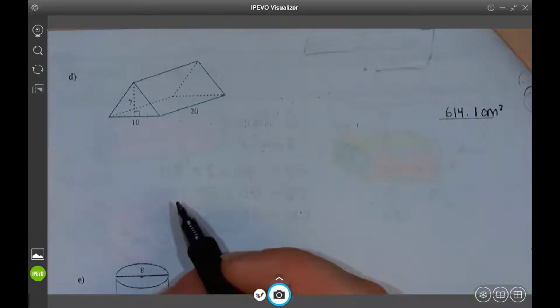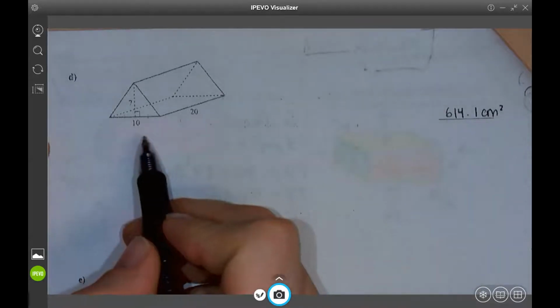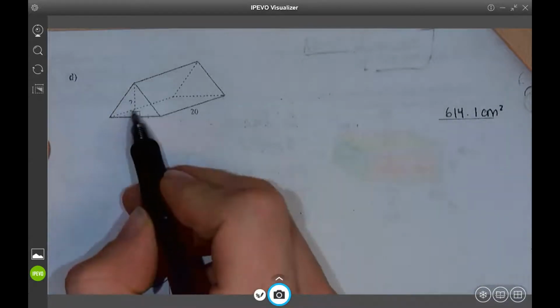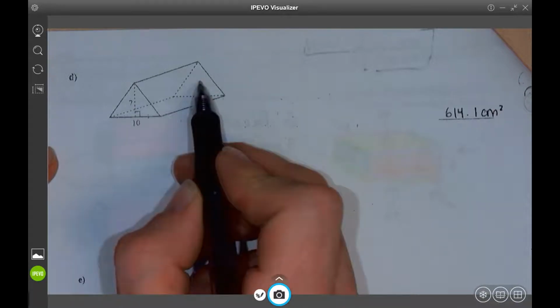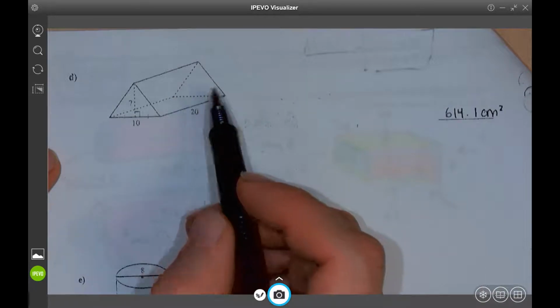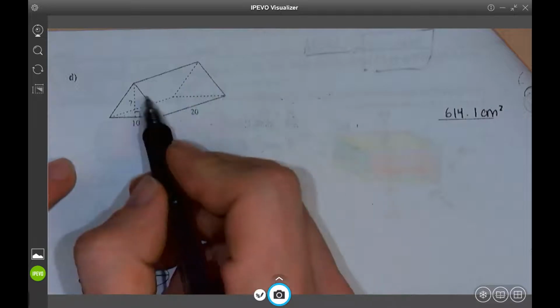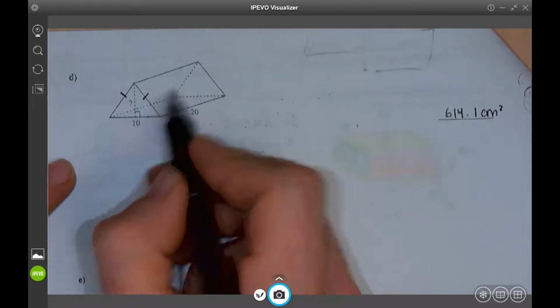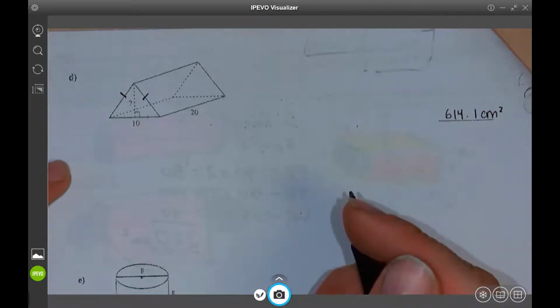All right, another triangular prism. This triangular prism has two faces, these two faces that are exactly the same. And it also has, looks to me like this is an isosceles triangle. It's not labeled properly, but it looks like these faces are going to be the exact same. So we have two pairs of similar faces.